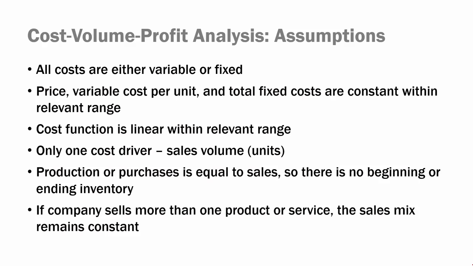Production for a manufacturer or purchases for a merchandiser is equal to sales, so there's no beginning or ending inventory to worry about. And if the company sells more than one product or service, the sales mix, or the relative proportion of units represented by each product, remains constant.